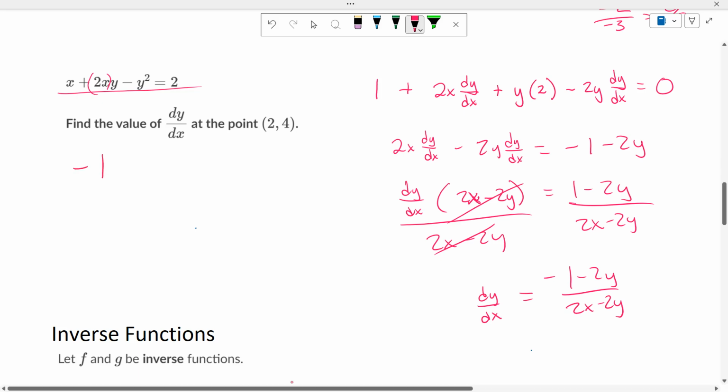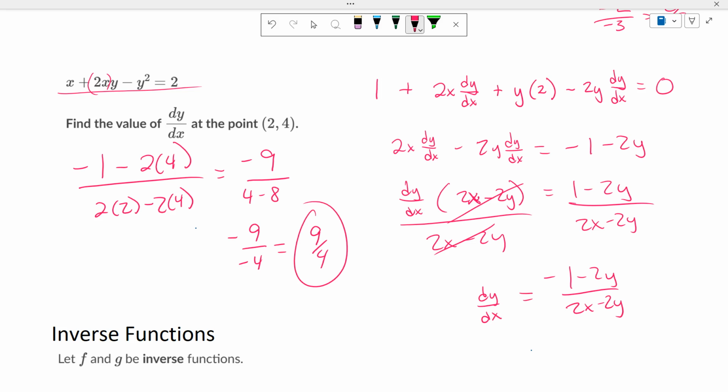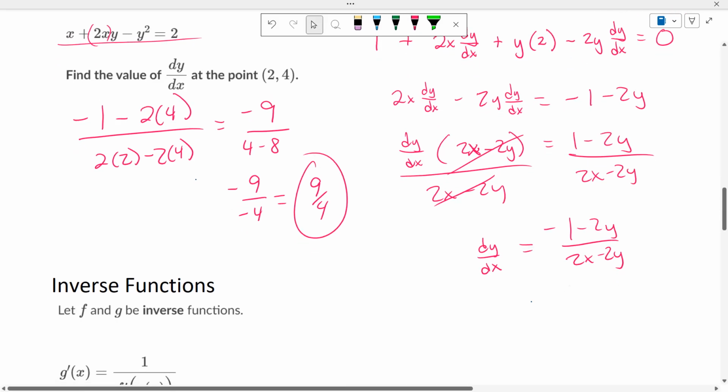So it's negative 1 minus 2 times 4 over 2 times 2 minus 2 times 4. So it's negative 9 over 4 minus 8. So it's negative 9 over negative 4, which is positive 9/4. That's the slope at the point (2, 4). Okay? So that's implicit differentiation. We'll do that a lot. You'll get pretty good at this. When we do related rates, that's all about implicit differentiation.